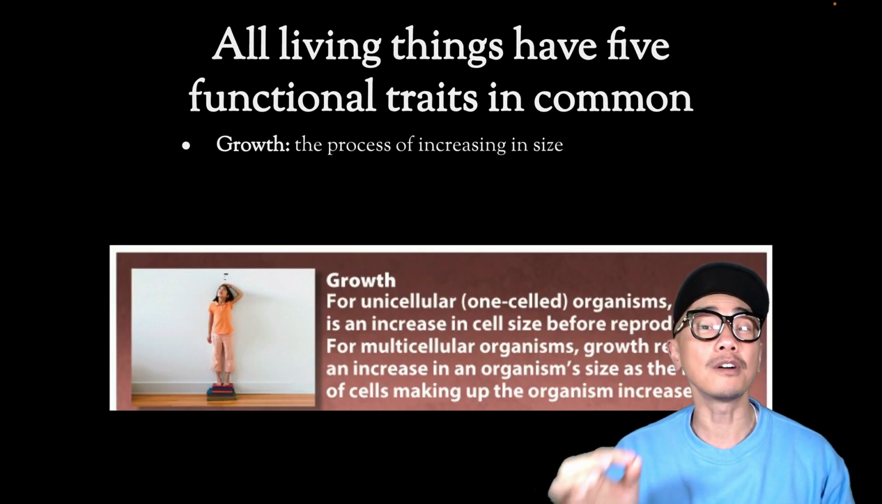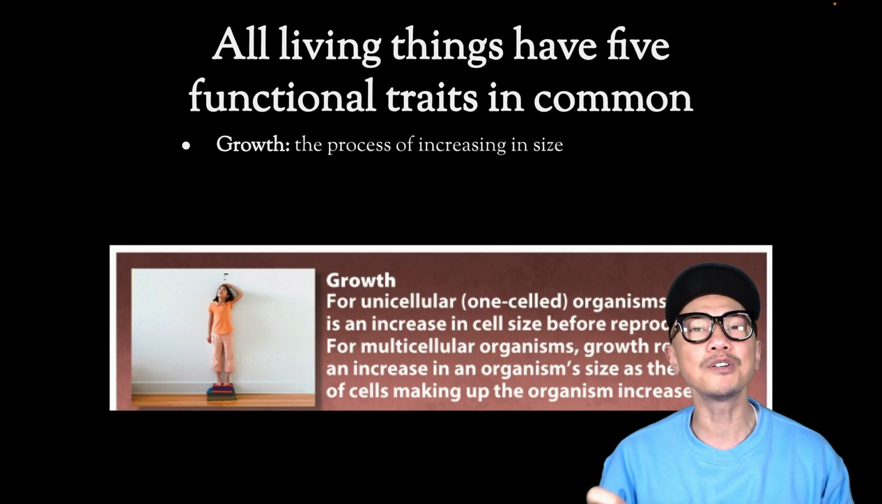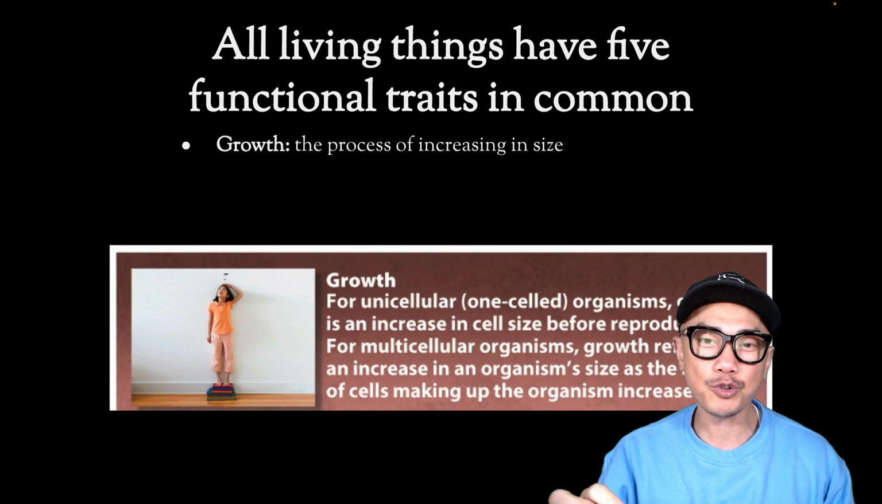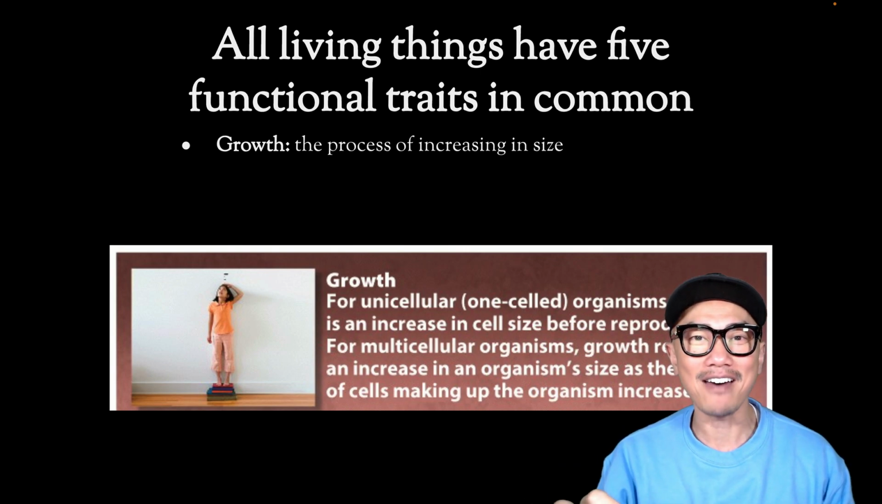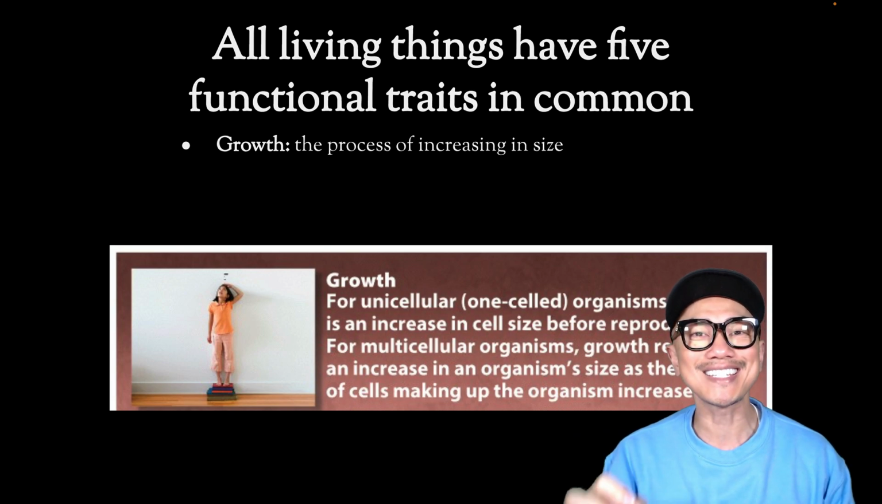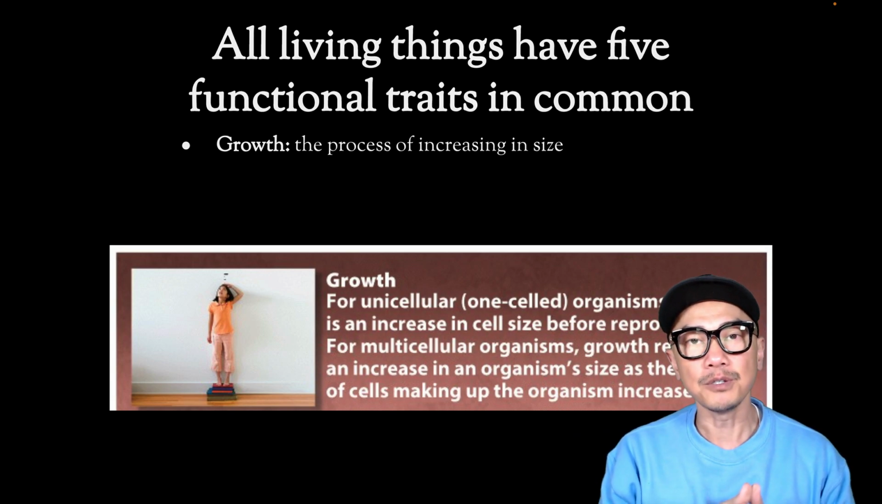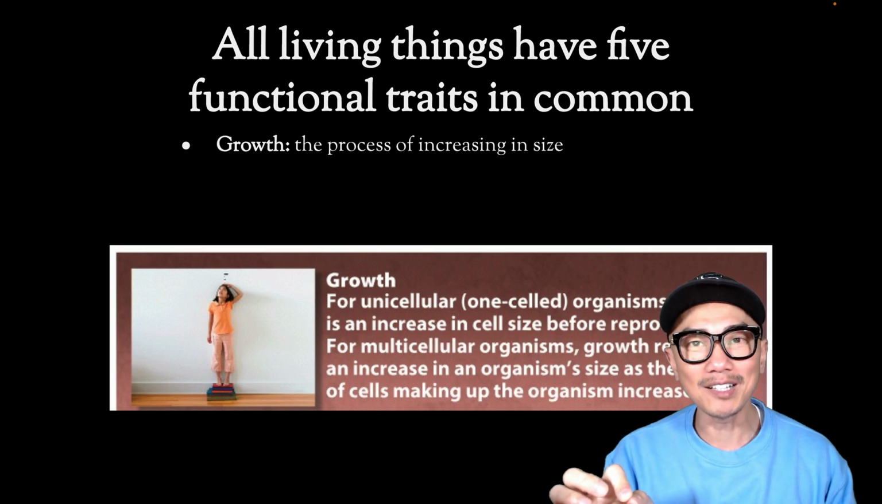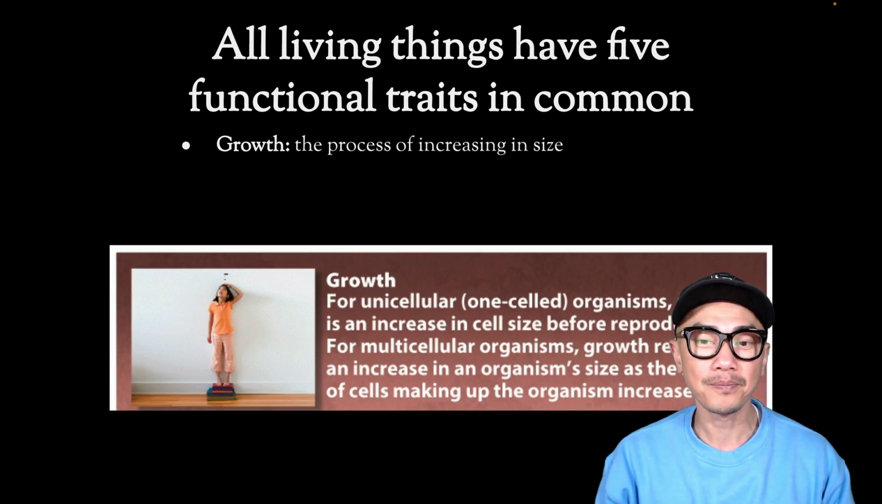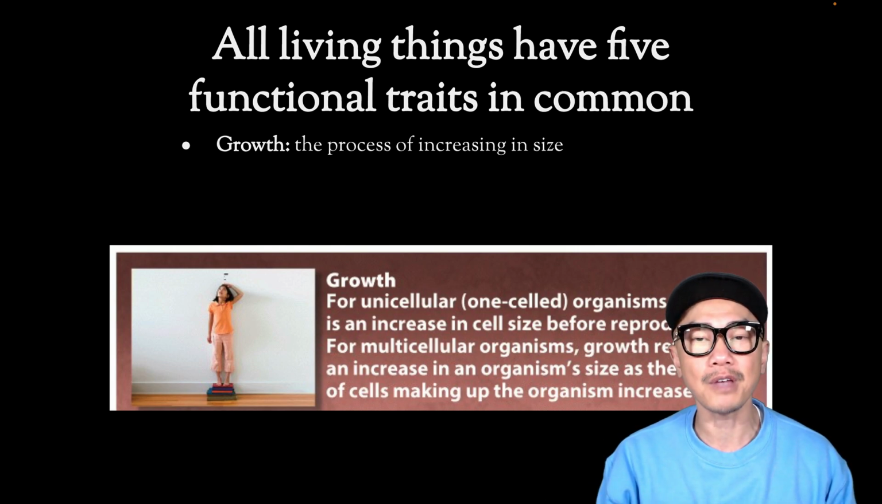As we embark on our study of biology, we need to understand what makes something living. There are 5 functional traits that all living things have. First, all living things grow or increase in size over time. Unicellular or one-celled organisms will increase in size before they reproduce. Multicellular organisms like us will increase in size and number of cells.